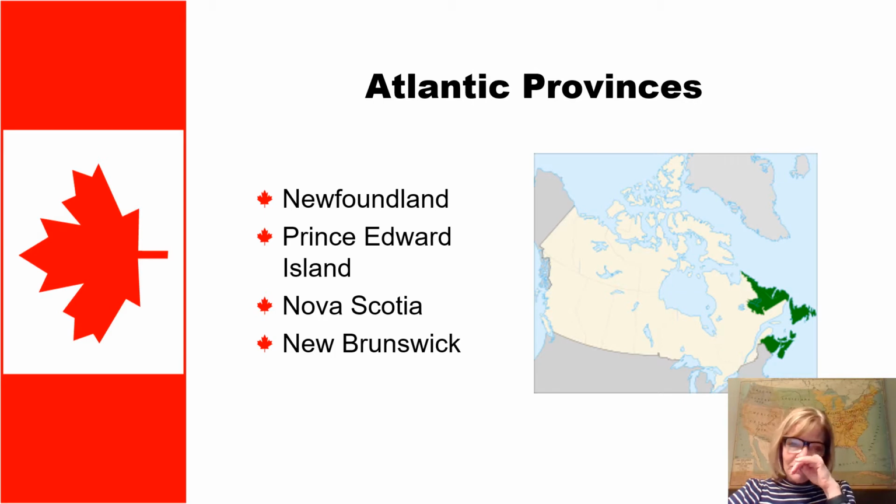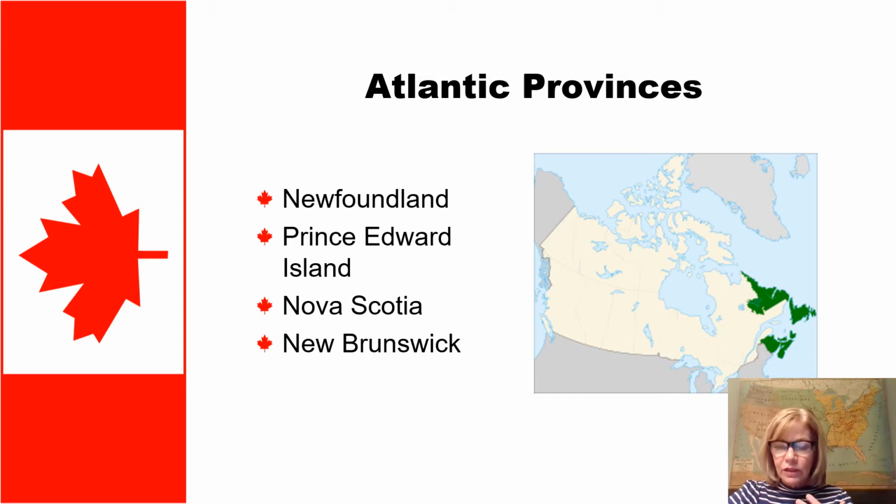Okay, so let's talk first about the Atlantic provinces. We're going to be going from the east to the west. These are the Atlantic provinces, those that are on the east coast right there on the Atlantic Ocean. You have the Gulf of St. Lawrence right there, where the St. Lawrence River dumps into the Atlantic Ocean. That's where Quebec is, but it's not considered one of the Atlantic provinces.